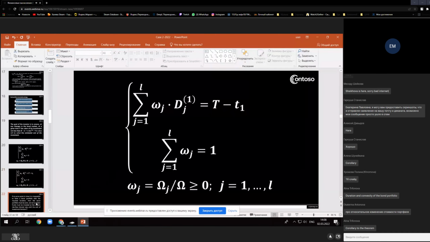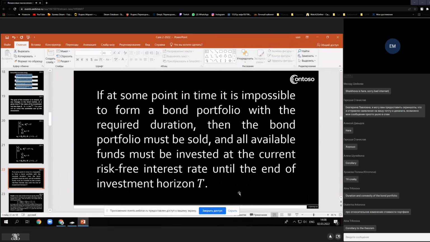Okay. If at some point in time it is impossible to form a bond portfolio with the required duration, we should sell the bond portfolio, and in case we didn't reach the time horizon, we should invest all the sum we get after selling the portfolio at the current interest rate until the end of the time horizon. This is the idea of how the immunization strategy will work. Now I will explain briefly how it can be implemented in real life.